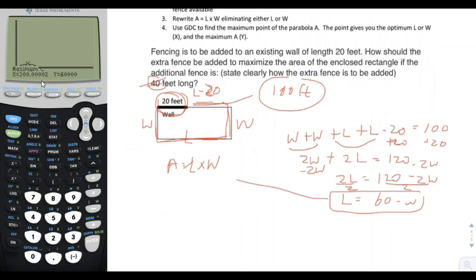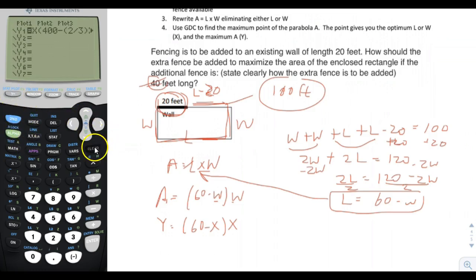Then you put that into the L here, and you're going to have A equals 60 minus W times W. So now you have one input, which is W, and you have one output, which is A, so you can replace that with Y's and X's. 60 minus X times X. Now we can put that in our Y equals. We're going to clear what's in there, and we're going to put 60 minus X times X. And I'm going to graph that.